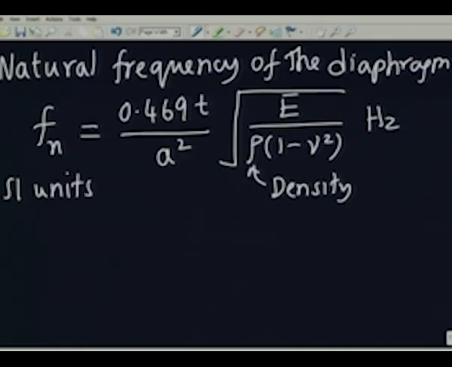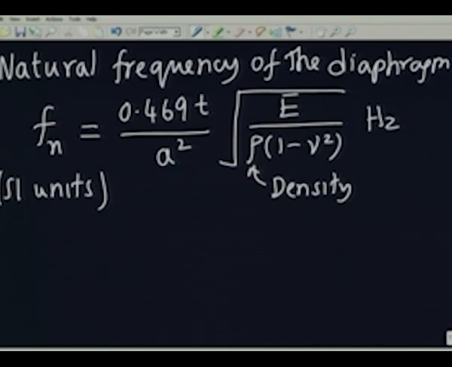All others are in SI units. The lengths are in meters, Young's modulus is in Pascal, nu is the ratio, therefore, it will have no unit, density will be in kilograms per cubic meter, thickness in meters, the radius also in meters. So, if you substitute, you will get the value of the natural frequency in hertz.